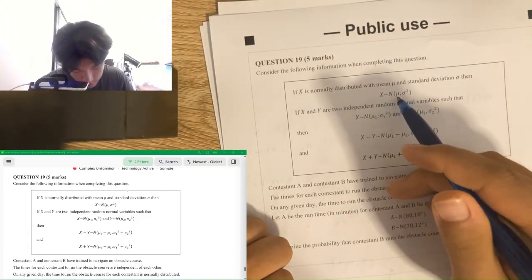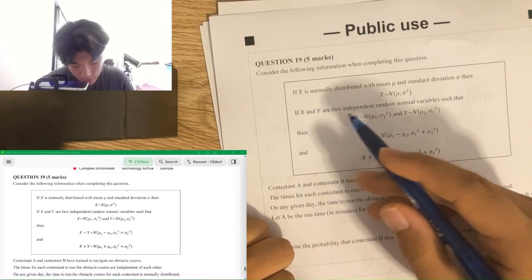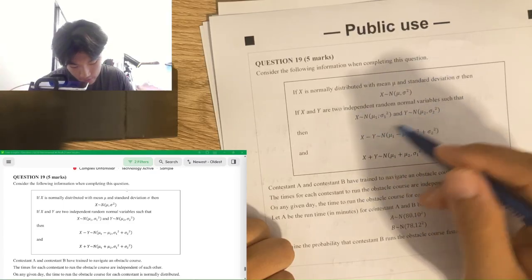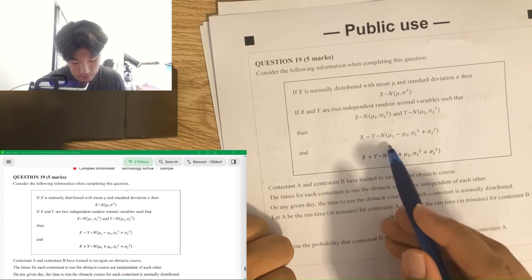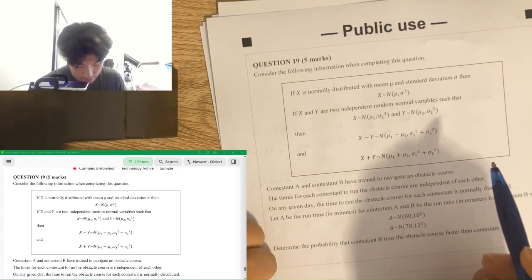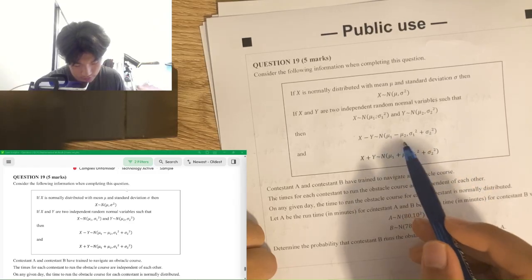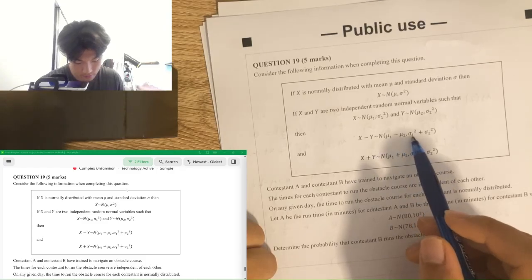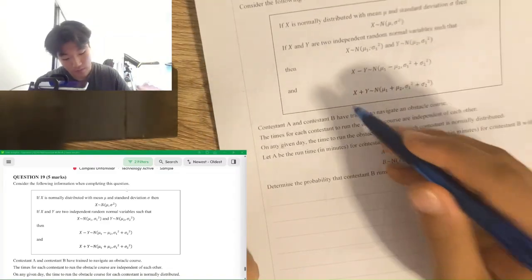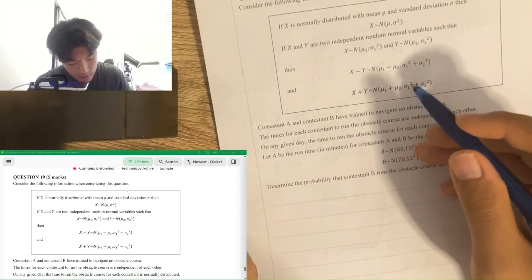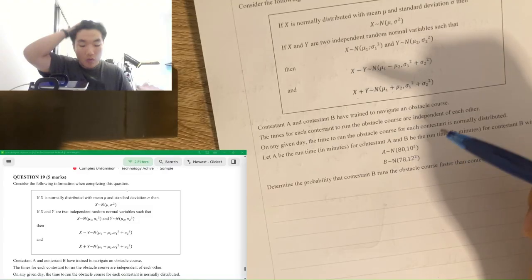Okay, normally distributed, mean and standard deviation. If x and y are two independent random normal variables such that they have their respective means and standard deviations, then when you subtract them, you get the difference of their means, and then add the standard deviations. And then when you add them, the means add, and the standard deviation adds again. Okay.